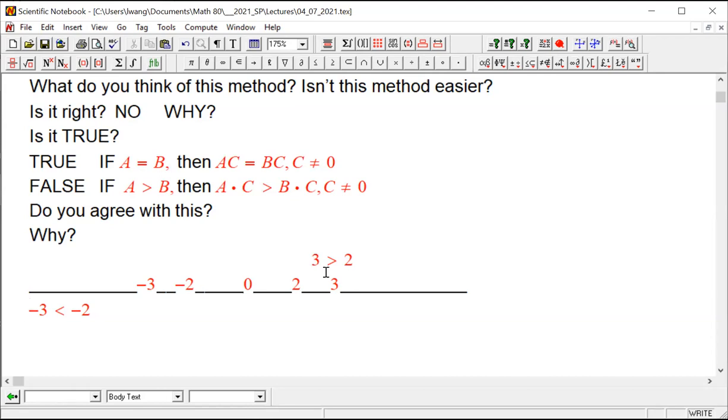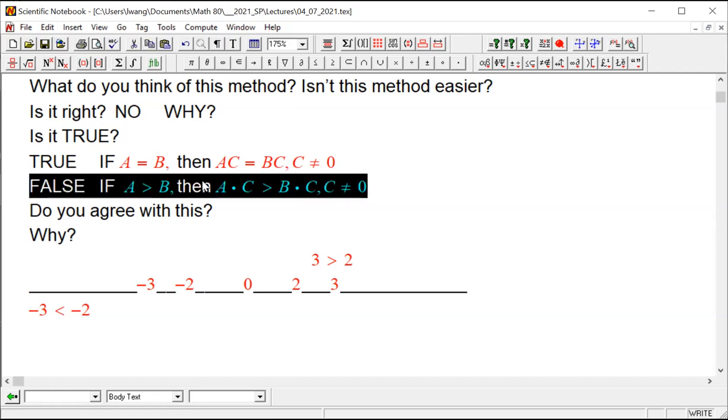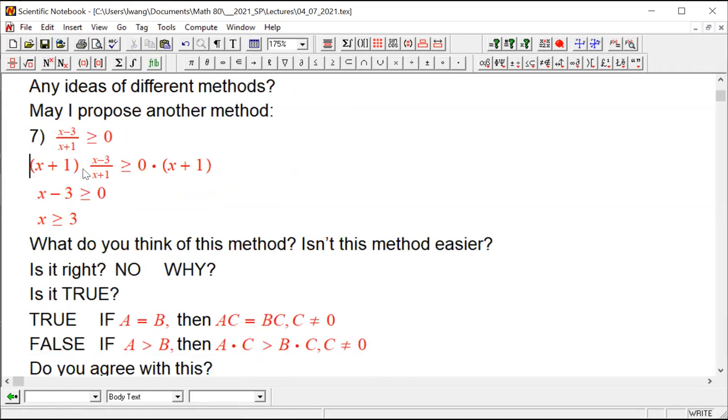If I multiply 3 greater than 2 by a positive number on both sides, so if I multiply by 2 on both sides, 6 is larger than 4, that's still true. But if I multiply by a negative number, the direction of the inequality sign has to be reversed. Does everybody follow me? So this rule is not true. If this rule is not true, can you use it? Of course not. You follow me?